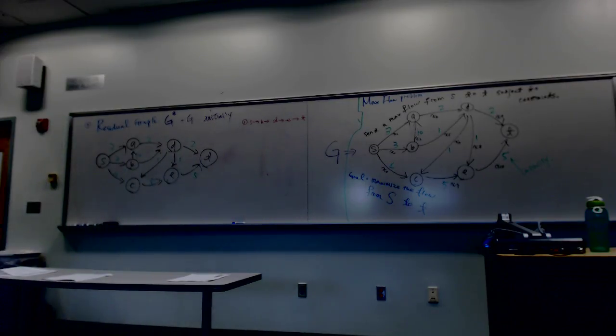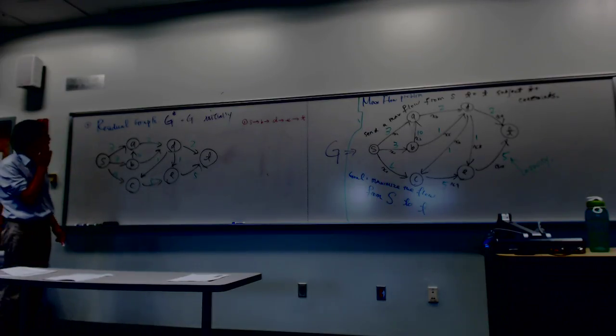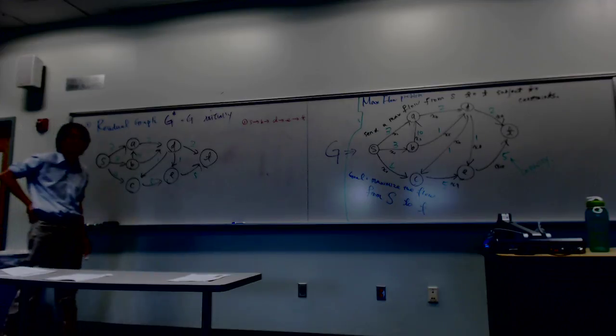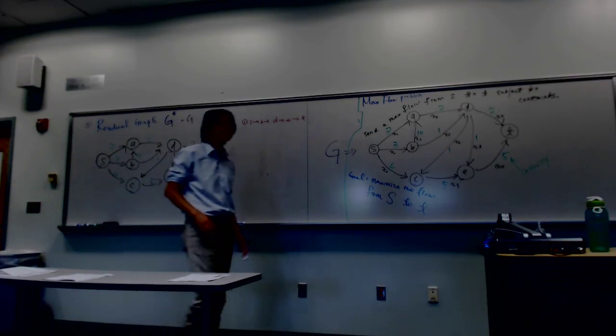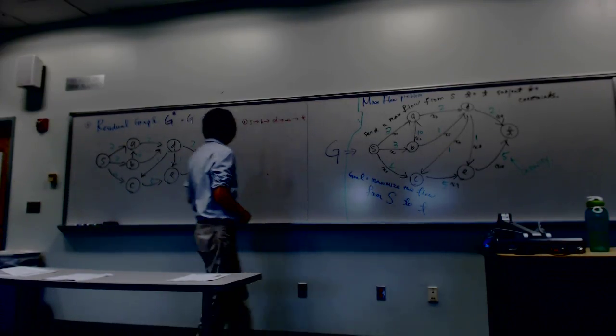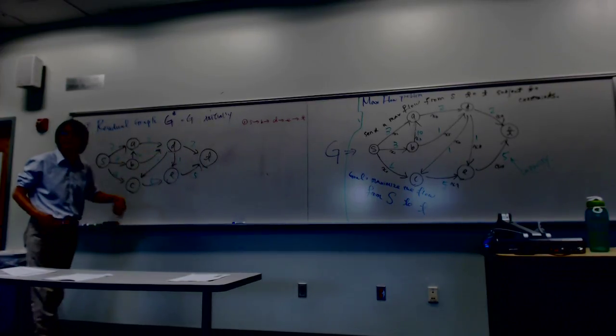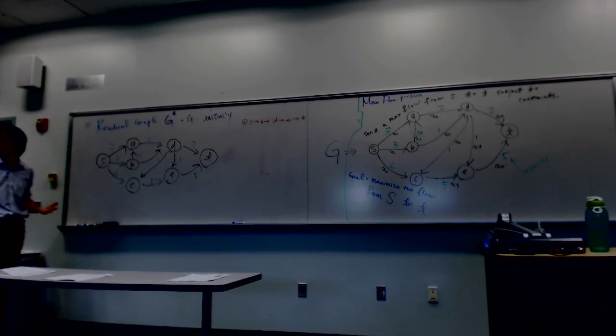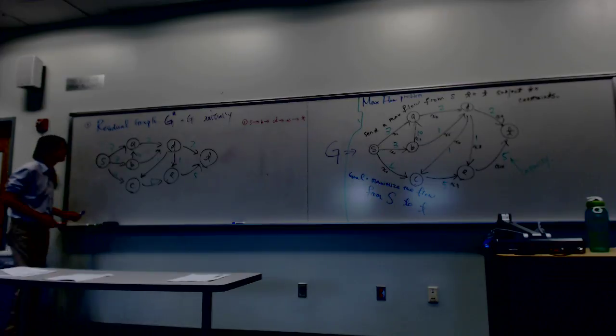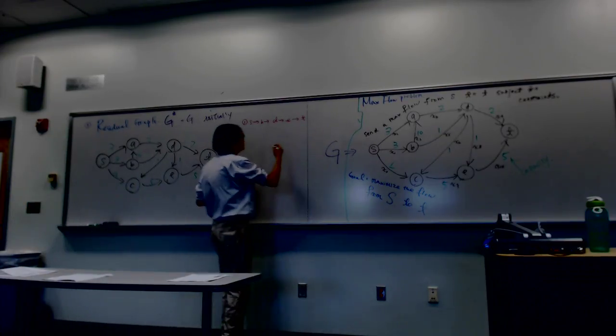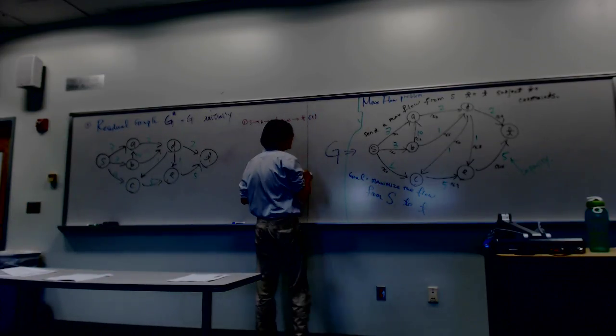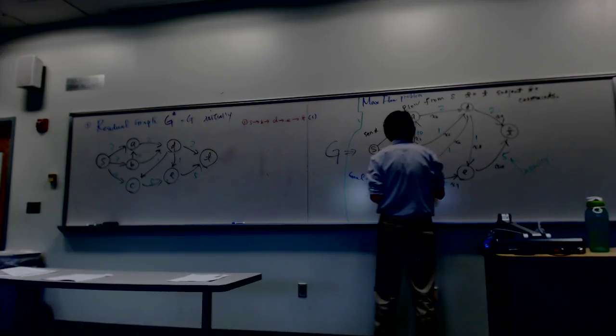How much flow can I send over this path? Two? No, it's one, because the bottleneck is from D to E. So you can't send more than one unit. So this is flow one.